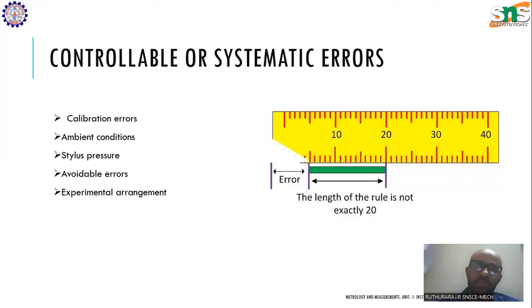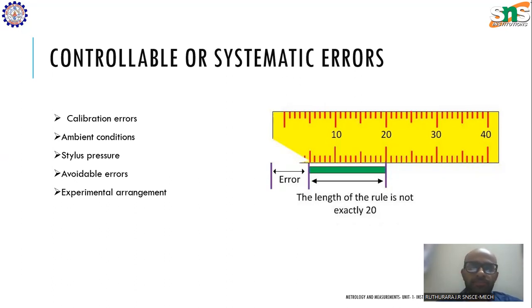Systematic errors are errors which occur in the measuring instrument. The reading error which occurs in the measuring instrument is called systematic error. There are different types of systematic errors, as you can see: calibration error, ambient conditions, stylus pressure, avoidable errors, experimental arrangements. You can see the figure to your right.